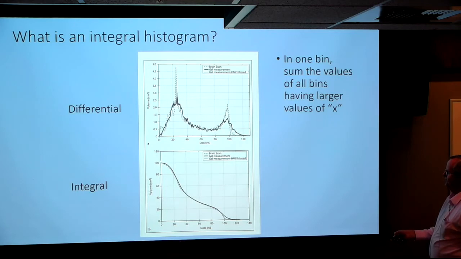It has to be normalized to 100. Or we say, how about at 80? We add up everything to the right of 80. So we're looking at the integral distribution. You can check yourself, because where the slope is least here, we have the smallest value. And where it's steepest, we have the highest value.